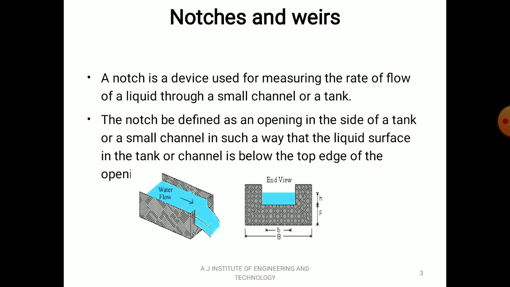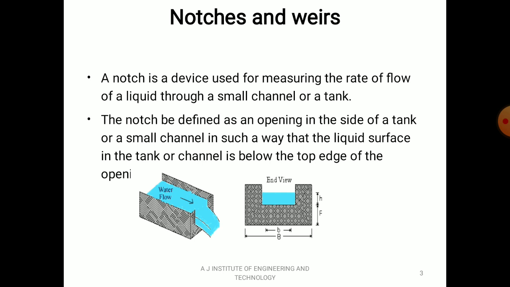A notch is a device used for measuring the rate of flow of liquid through a small channel or tank. Compared to the venturi meter, orifice meter and pitot tube, those are devices used to measure discharge of flowing fluid through a pipe. But these notches and weirs can be used to measure the rate of flow of a liquid through a small channel or tank. So that means it is related to measurement of discharge of an open channel or open tank.